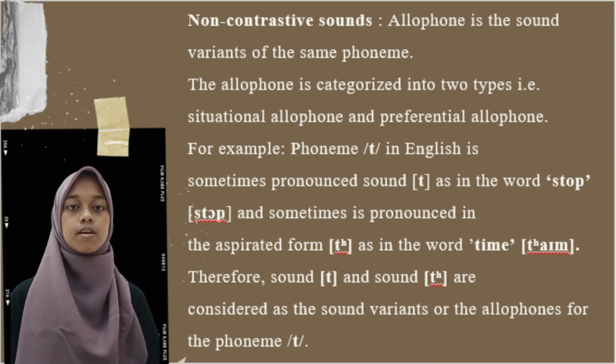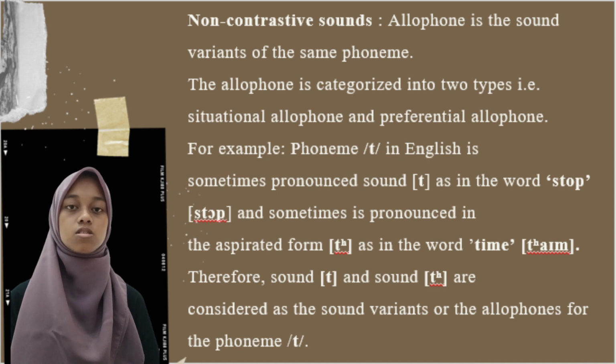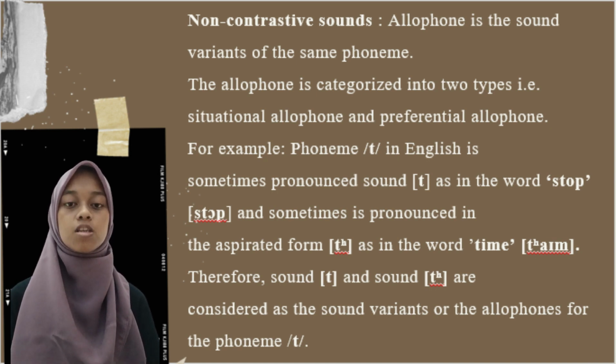Non-contrastive sounds. Allophone is the sound variance of the same phoneme. The allophone is categorized into two types, namely situational allophone and preferential allophone. For example, phoneme T in English is sometimes pronounced as unaspirated T, as in the word stop, and sometimes is pronounced in the aspirated form T, as in the word time. Therefore, the two sounds are considered as the sound variants, the allophones, of the phoneme T.